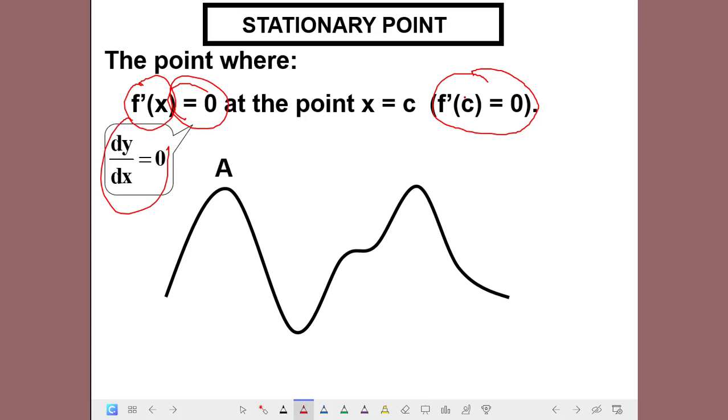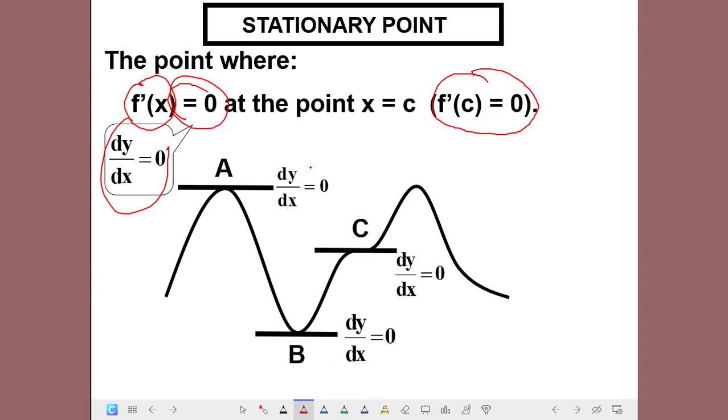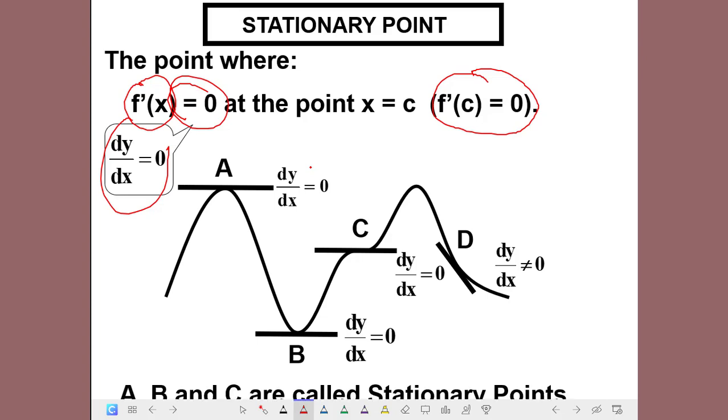So, this is the graph. Look at A. Here at A, dy/dx is equal to 0. And at B also, dy/dx is equal to 0. C, dy/dx is equal to 0. But for D, dy/dx is not equal to 0. So we can conclude that A, B, C are all stationary points. Why? Because the slope, the gradient, the tangent dy/dx is equal to 0.